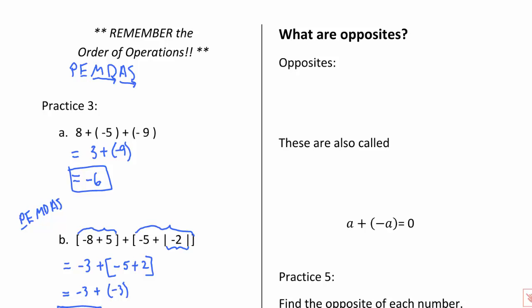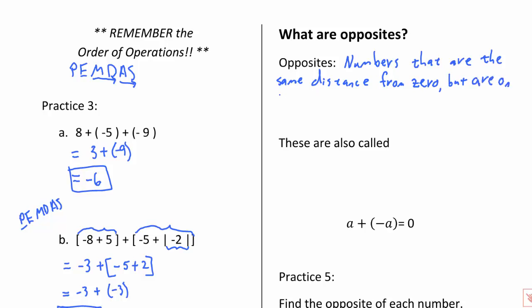Now, opposites are effectively numbers that are the same distance from 0 but are on opposite sides of 0.